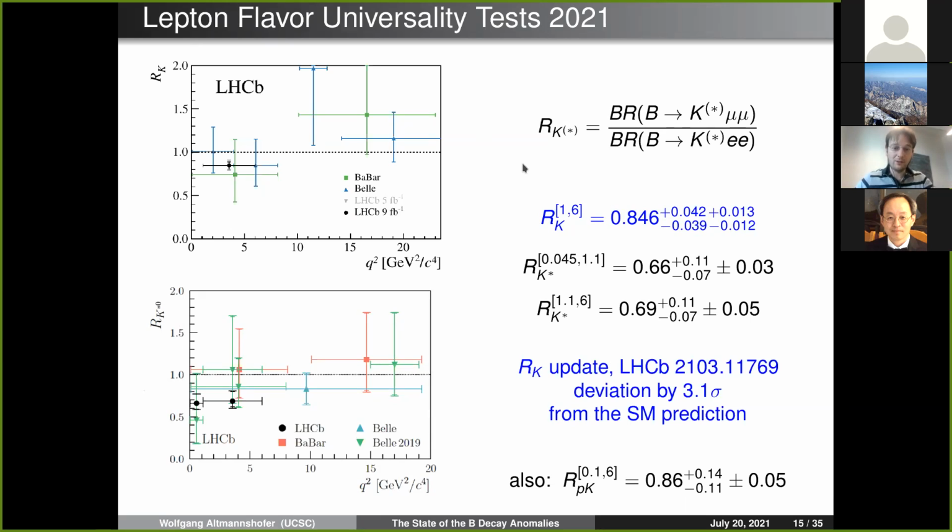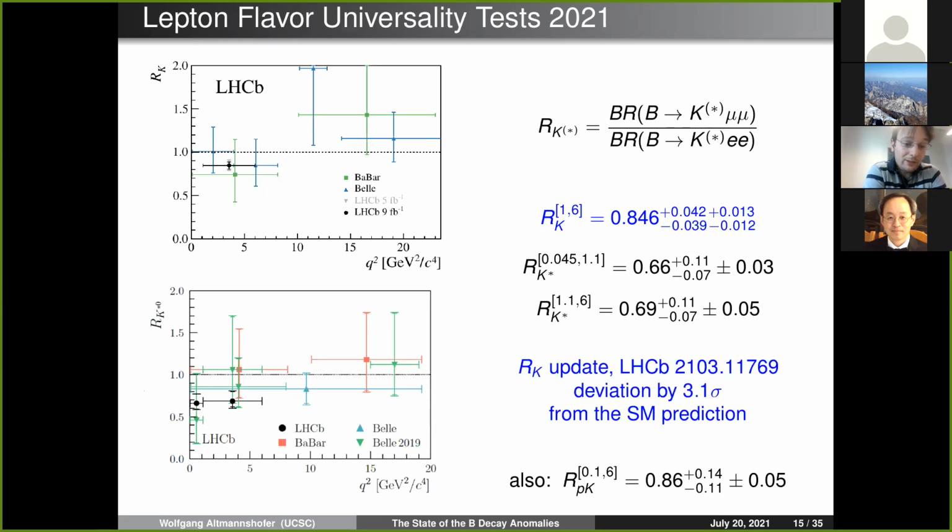As I mentioned before, those observables, Rk and Rk star, are now theoretically very clean. There's very little uncertainty in the standard model prediction. So this is something where one can clearly point to new physics if those things persist with more data. And so this update of Rk from LHCb is very reassuring: by adding in more data, the central value stayed where it was before, and the uncertainties went down as one expects from the amount of data that they added. So it is very reassuring that the significance of the deviation is now increasing.